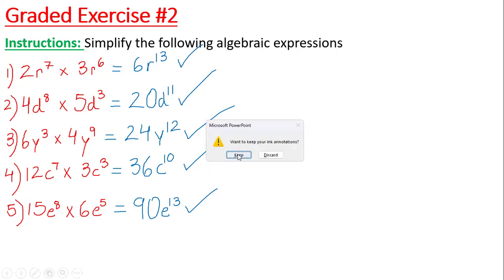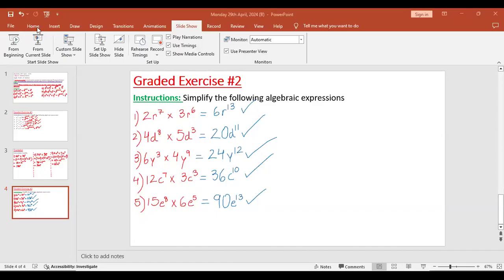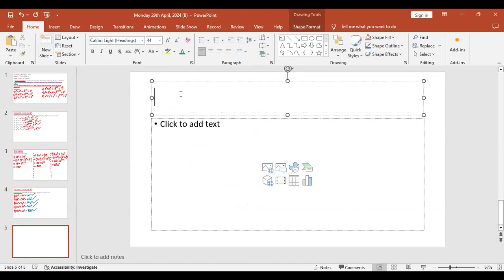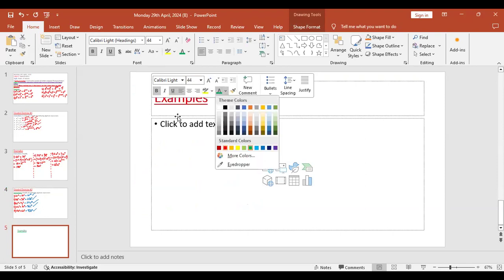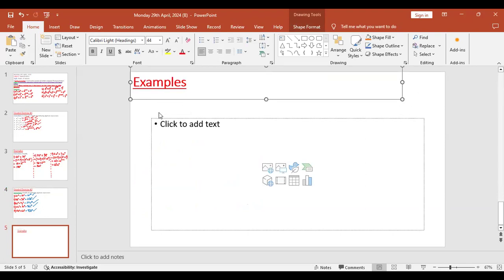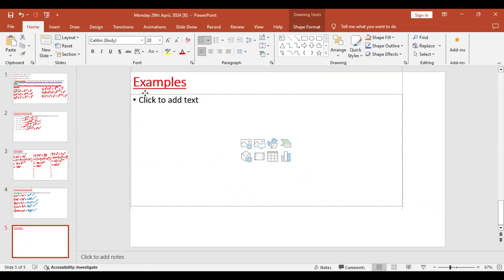So what if we have, so this is more examples. Let's call this red. So what if we have something interesting here? Let's say we have, the instructions are still the same. We want to simplify.